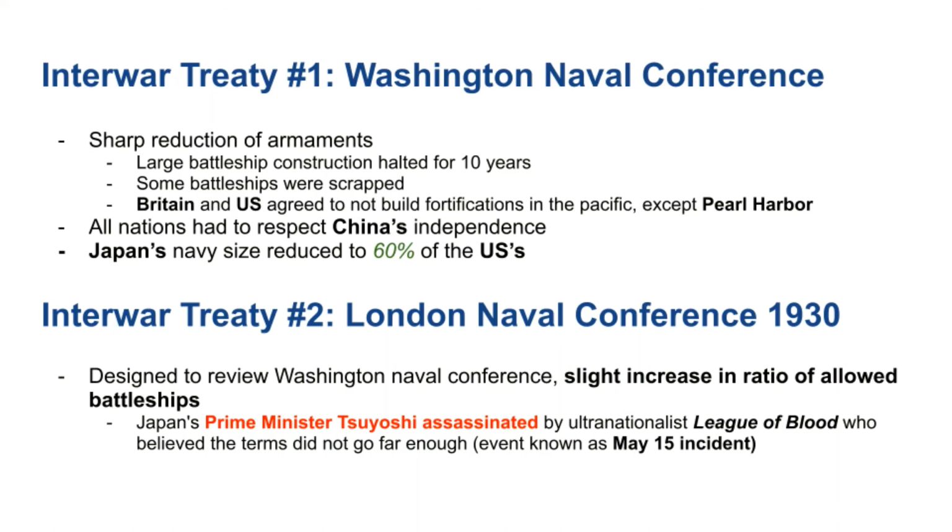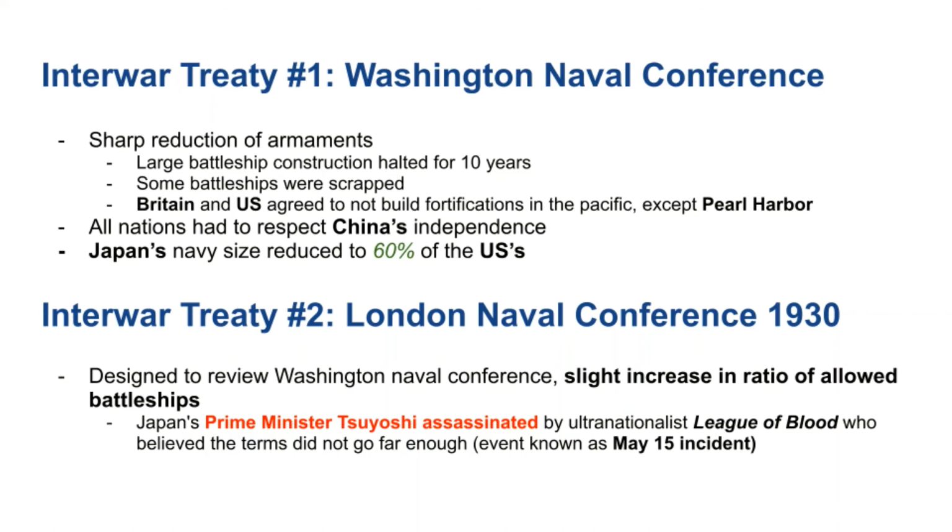The first interwar treaty you should know about is the Washington Naval Conference of 1922. Its main priority was to reduce the amount of armament. As a result, large battleship construction was halted for 10 years. Some battleships were even scrapped, and Britain and the US agreed to not build fortifications in the Pacific, with the exception of Pearl Harbor. Furthermore, all nations had to respect China's independence, and Japan's navy size was reduced to 60% of that of the US.